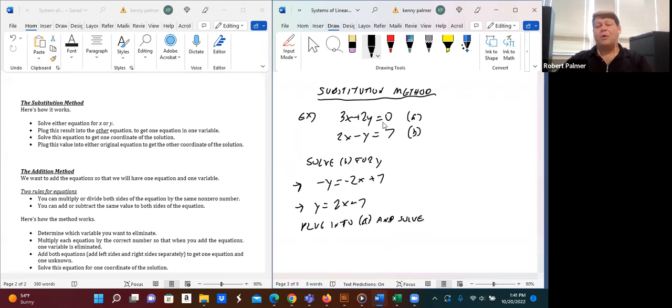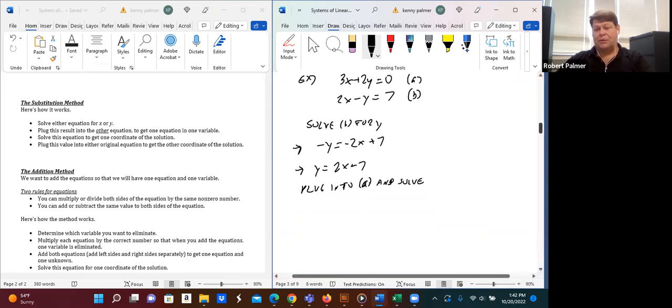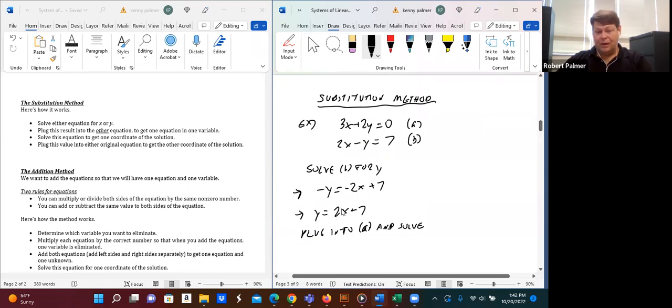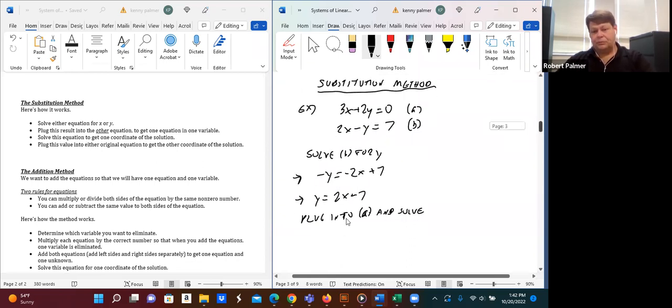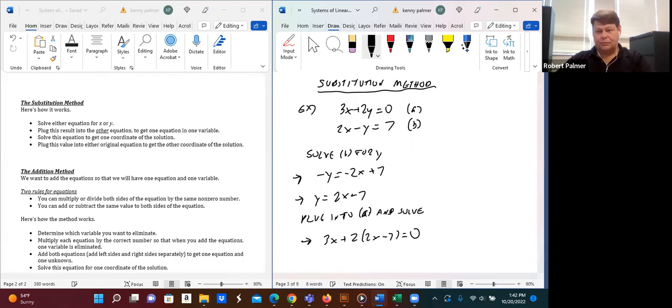Because the problem we have currently is we have a system of two equations with two unknowns. We don't know how to solve that. What we do know how to solve is one equation with one unknown, with one variable. And that's what we're going to get by doing this. So I'm going to take this right here and plug it back in for y right here. Okay, and so if I do that, then I have 3x plus 2y, and y is 2x minus 7, so 3x plus 2 times (2x minus 7) is equal to 0. Okay.